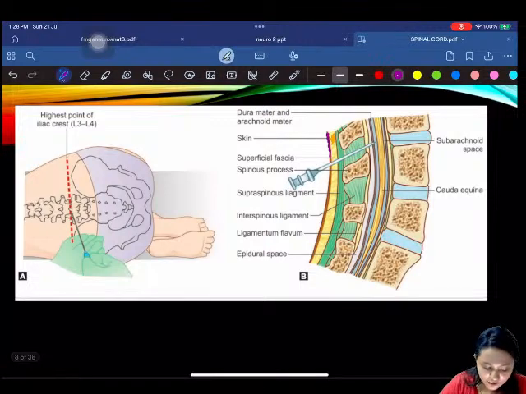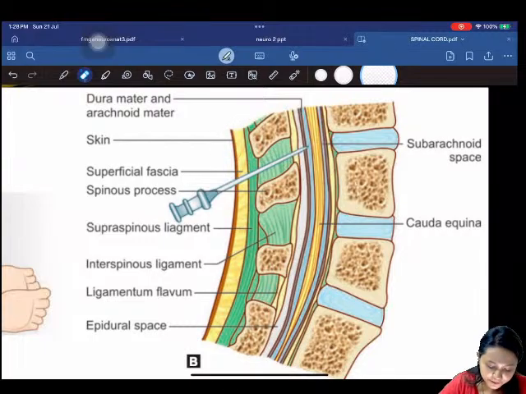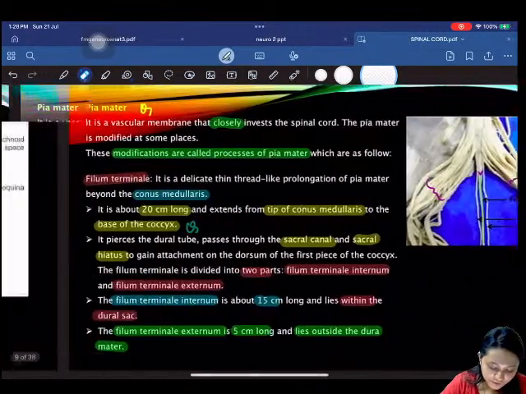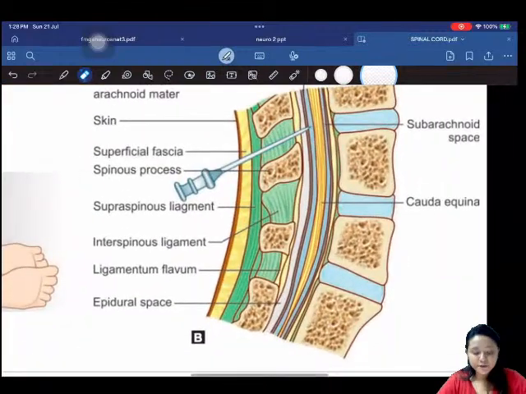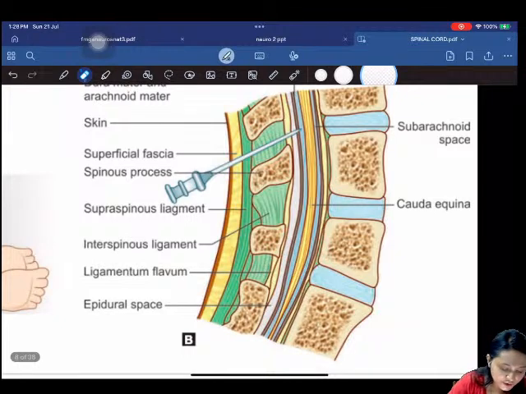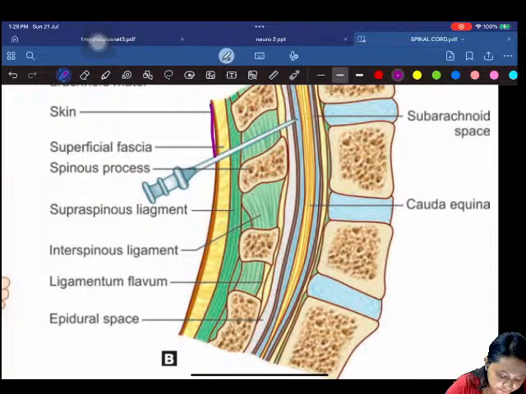And one more thing, about a lumbar puncture, I want to discuss the layers. Sometimes they might ask you a question on the layer which is not pierced during the epidural anesthesia or during the lumbar anesthesia. So you know that the first layer will be the skin. Then you have the superficial fascia. Then you have a ligament. What ligament is this? This is known as the supraspinous ligament.